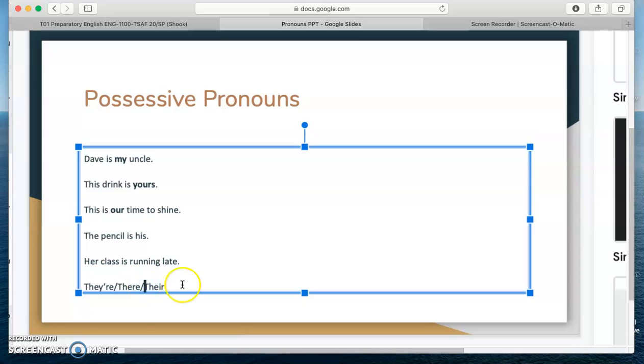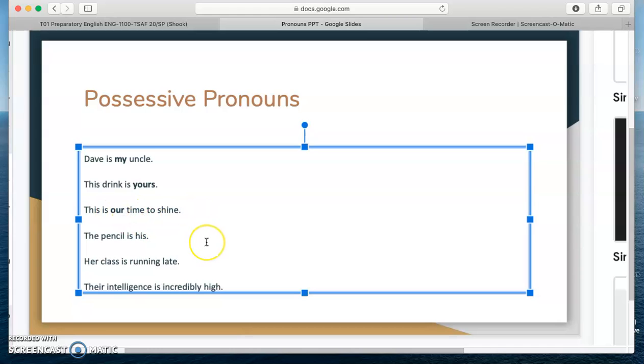Right. It is going to be T-H-E-I-R. Their intelligence has soared. Right? Their intelligence is incredibly high. They're smart people. Their intelligence. Right. These are our possessive pronouns.